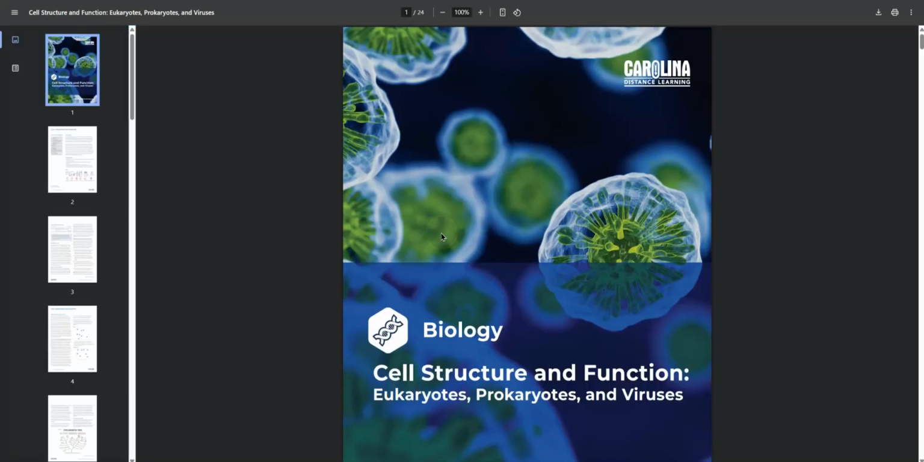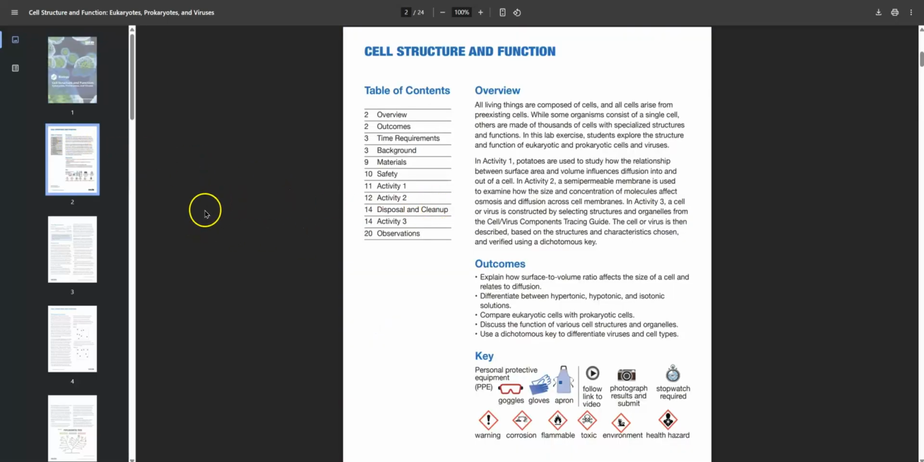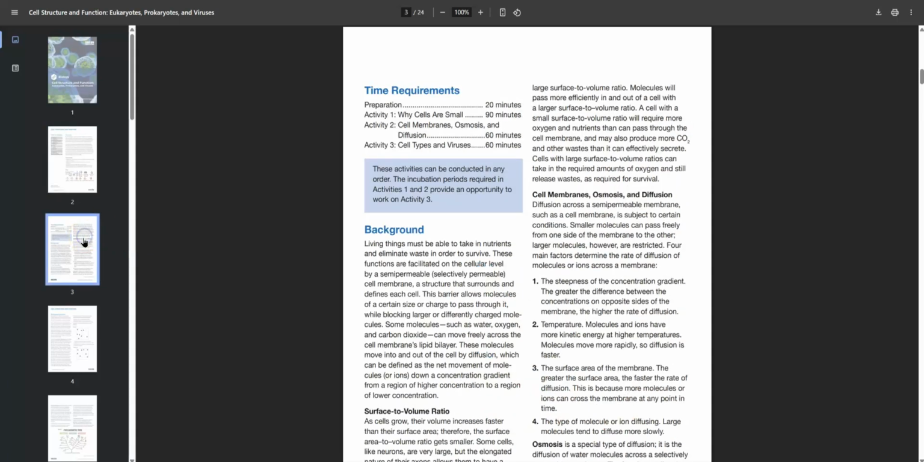So this lab is about looking at cellular differences between eukaryotes, prokaryotes, and viruses. You're going to, as usual, have the overview and the background. So again, these activities take longer than the Module 2 labs did, on average about an hour to an hour and a half.